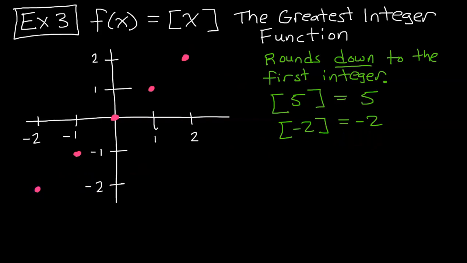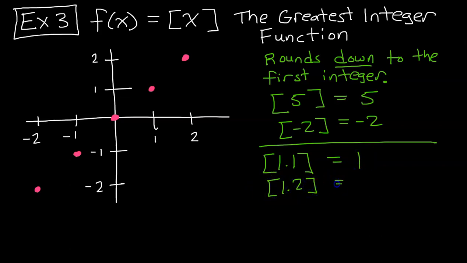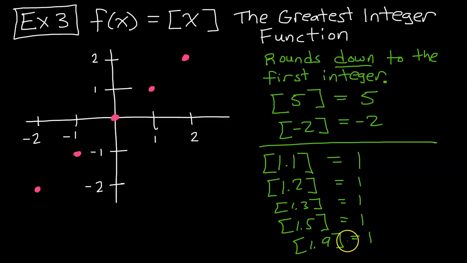Now, what about the decimals, though? Let's look at what happens between 1 and 2 just as an example. I'm just going to draw a little line right here. And let's think of what happens at 1.1. Well, remember, the integer function rounds down to the nearest integer. So 1.1 is going to just give you 1. And that's going to keep happening. So 1.2 is going to round down to 1. 1.3 is going to round down to 1. 1.5 is going to round down to 1. 1.9 is going to round down to 1.